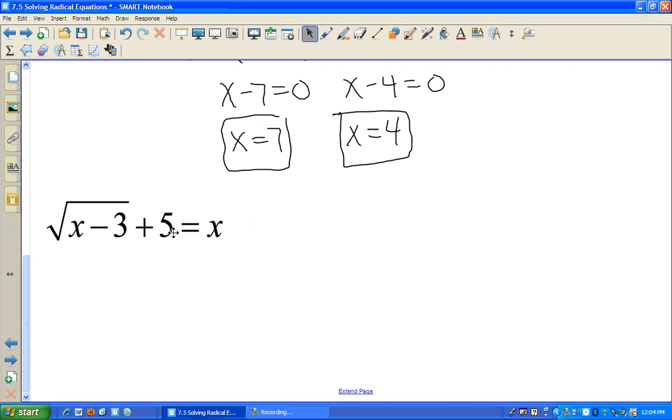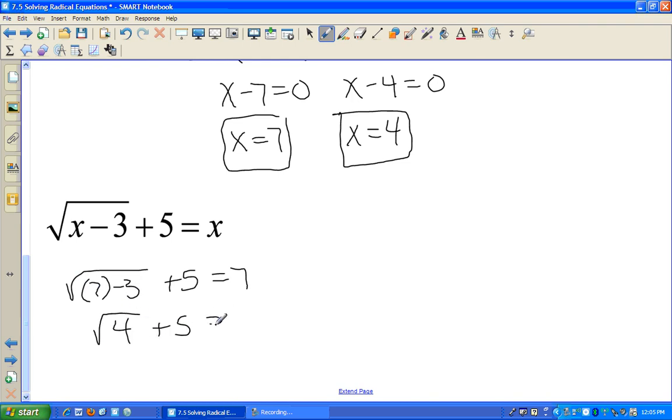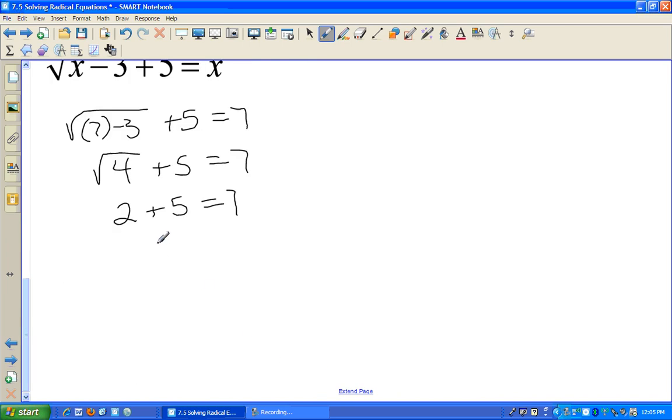Two separate times. The square root of 7 minus 3 plus 5 equals 7. So 7 minus 3 is 4, leaving me with the square root of 4 plus 5 equals 7. The square root of 4 obviously is 2, plus 5 equals 7, giving me a correct, true statement at the bottom, 7 equals 7. So that's telling me that 7 is a solution.